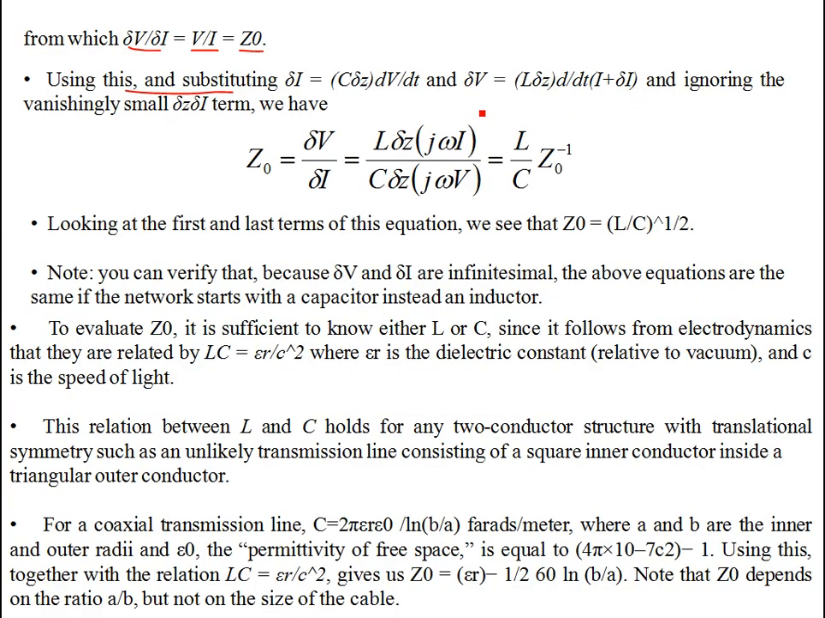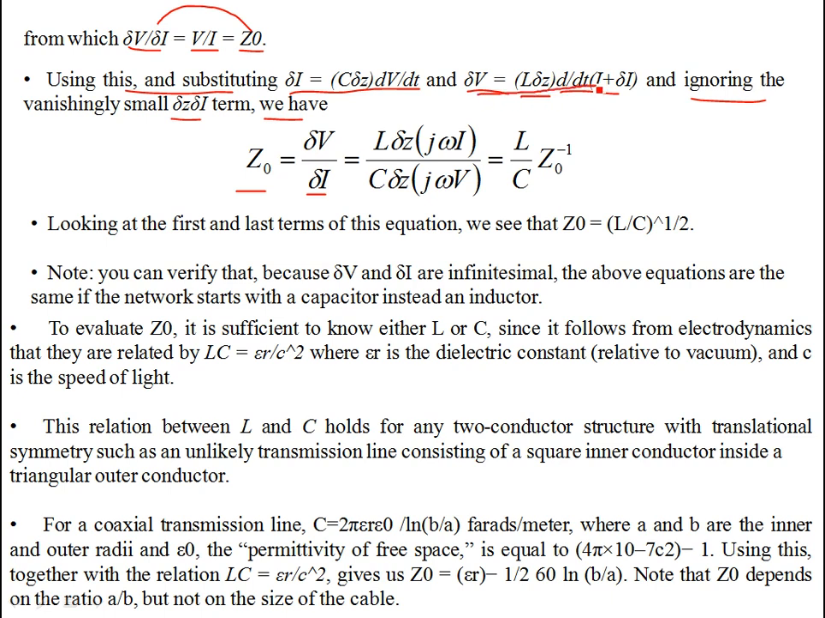So you see over here, what I've written before, delta I is C delta Z dV by dt, and similarly delta V depends on the rate of change of the current through the series distributed inductance. So ignoring the vanishingly small delta Z delta I term, we have, since we are comparing Z naught, which is still delta V by delta I, the same characteristic impedance, just the phase difference.